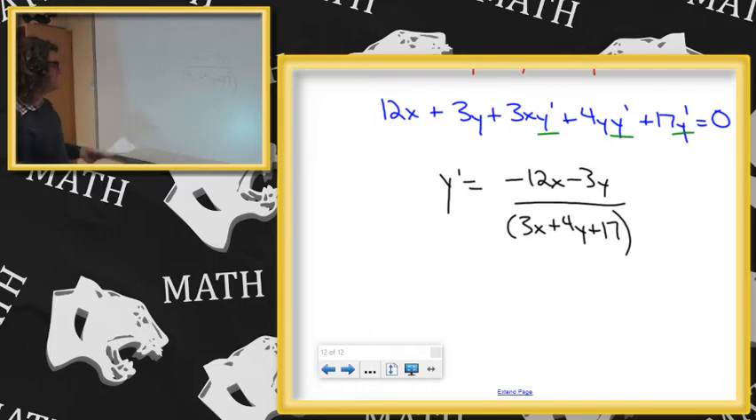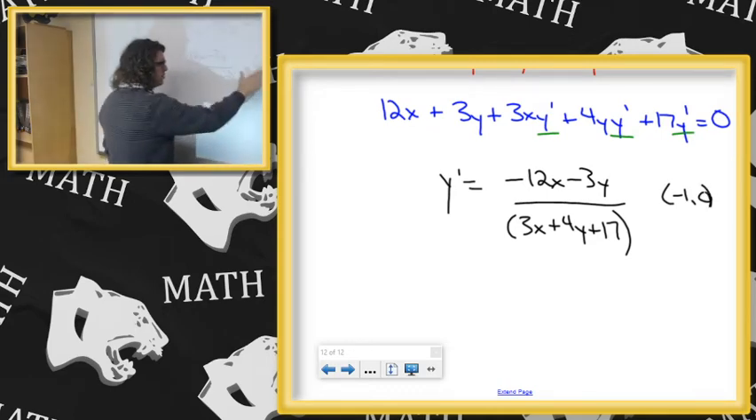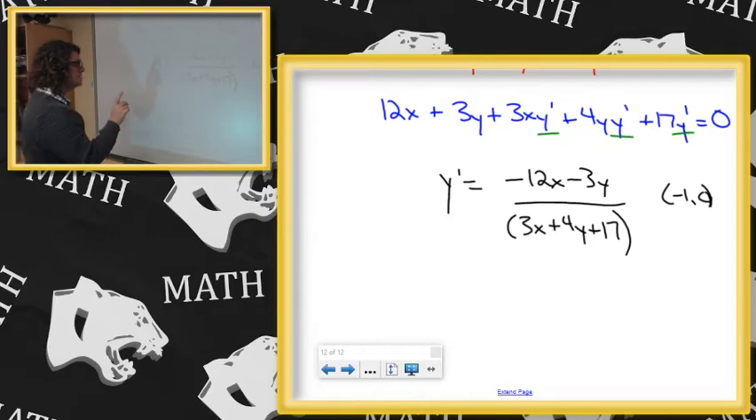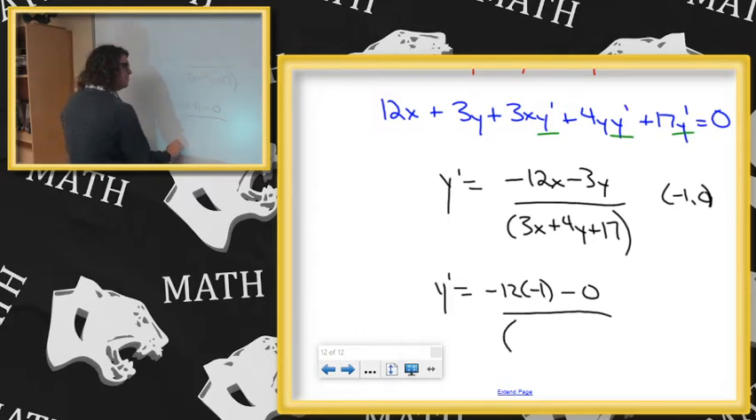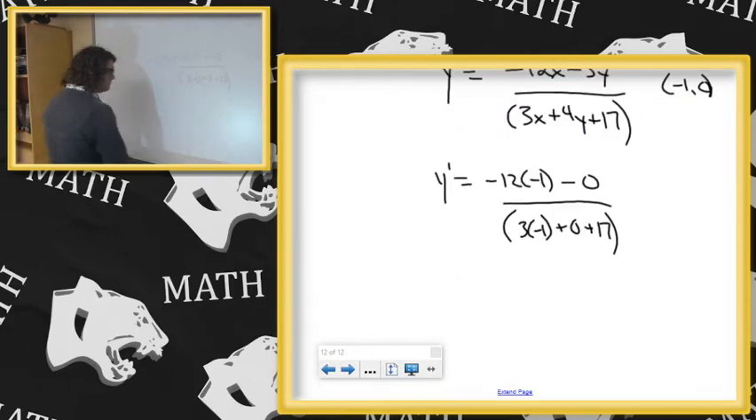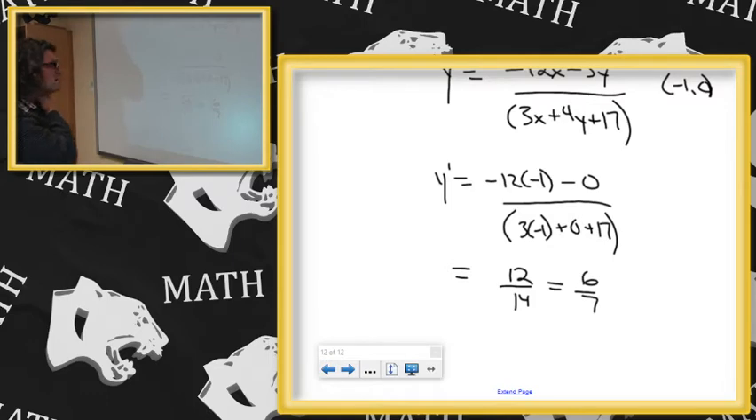And we are looking specifically for the line that is tangent to this wonderful function at the particular value of -1 comma 0. So we know that that's a point on it. That's helpful. We also know that the slope is this, which at this particular location is going to be -12 times -1 minus 0 over 3 times -1 plus 0 plus 17. All right, so that would be 12 over 14 maybe? It's equal to 6 over 7. Okay, so that's our slope.